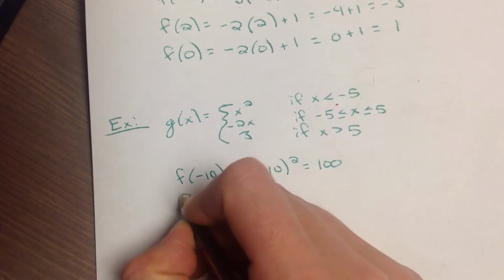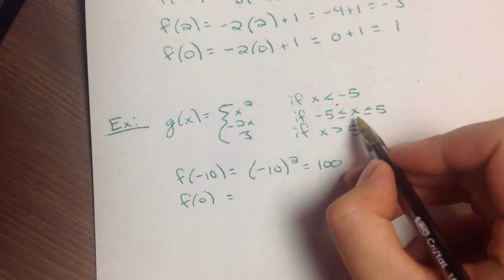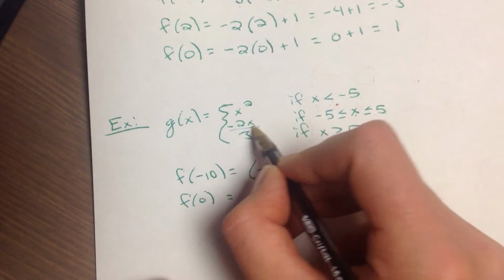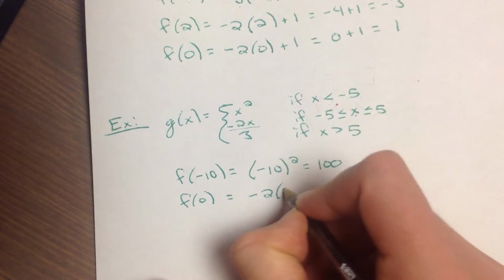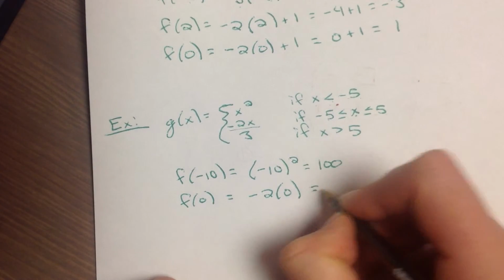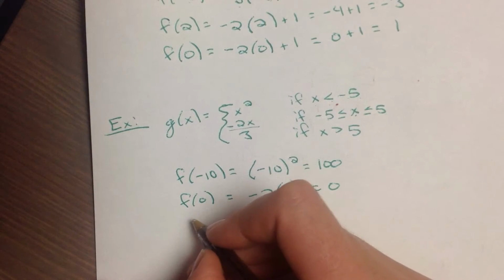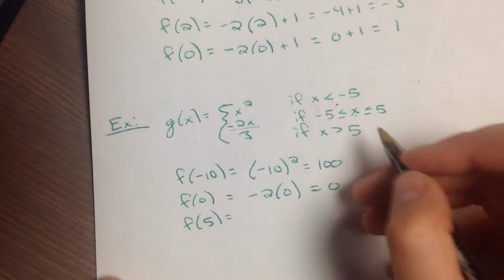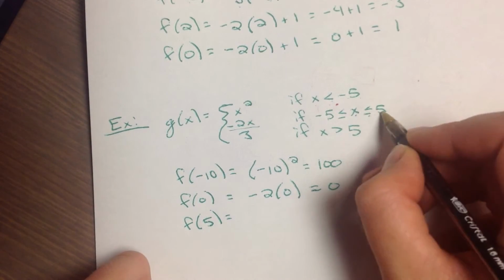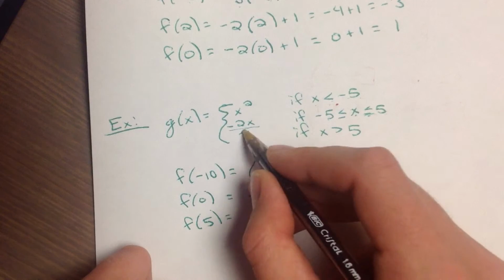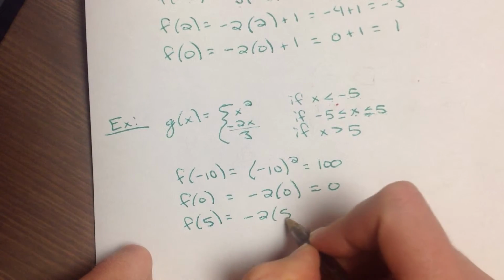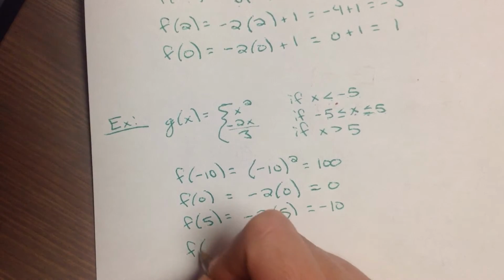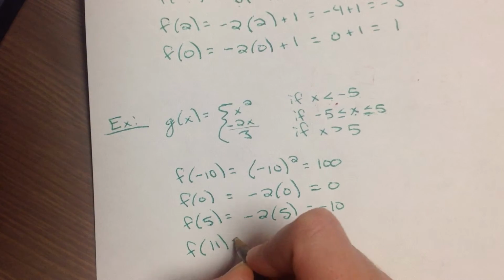If we want to know f of 0, well, 0 falls in between negative 5 and 5, therefore we use the second equation. Negative 2 times 0 is 0. Lastly, f of 5, well, 5 falls on this line as well because we're equal to, so negative 2 times 5 is negative 10. One more example, f of 11.